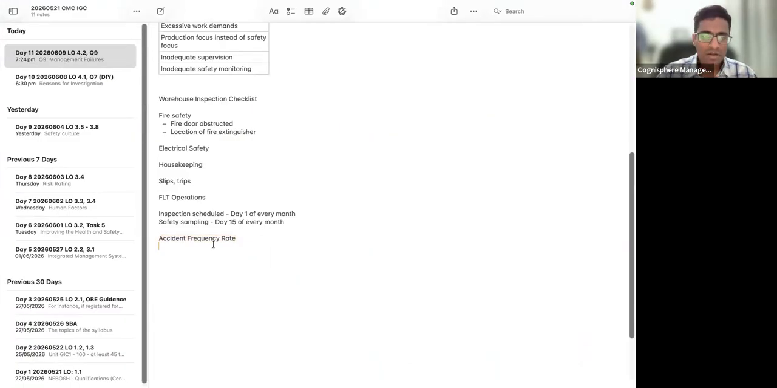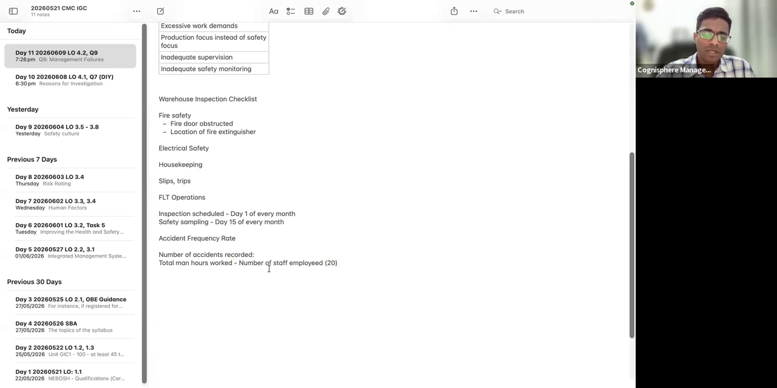Total. So for this, we need two data. One is the number of accidents recorded, and second, total man hours worked. And for this, you need to know the number of staff employed. Now consider there are 20 staff employed, and we have to calculate the total man hours worked.